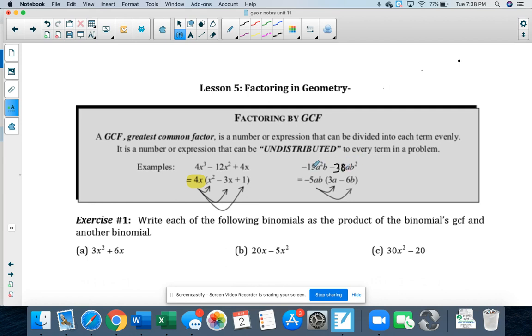So what number's in common? 5 is in common. All right, so I'm pulling out a 5. And also look at the A's. They each have one A, so that's in common, and they each have one B, so that's what I pulled out. So I'm dividing out negative 5AB from this expression, and I'm left with 3A. I'm dividing out negative 5AB from this expression, and I'm left with negative 6B. So fix that on your paper.